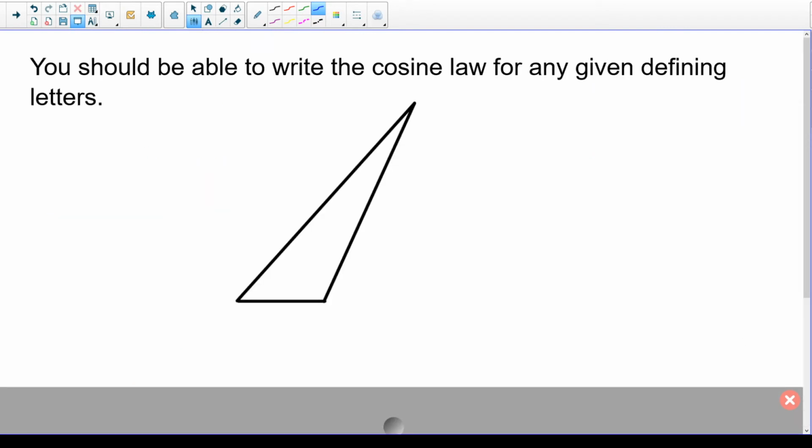Okay. A little bit more important for us, though, is you should be able to write the cosine law for any given defining letters for the triangle. So you've now seen the cosine law written as a squared is equal to something. You've seen it written as c squared is equal to something. I just want to spend a couple of minutes to talk about the fact that you should be able to write the cosine law no matter what the letters are that are defining the triangle. Okay? So let's say I was asking you to write what would be the equation to find little d in this triangle.